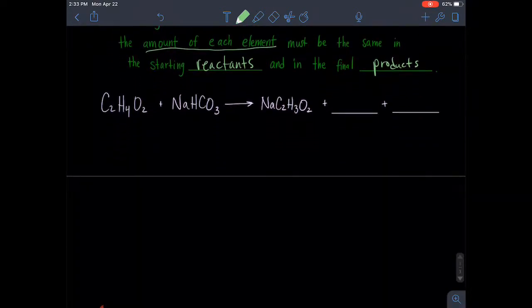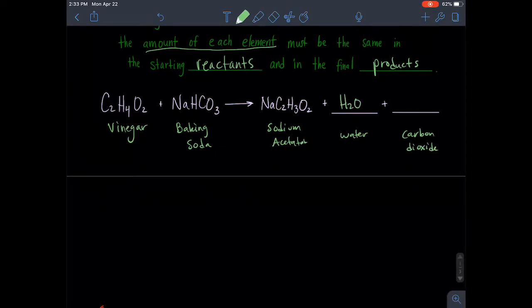So in order to really prove this, let's look at this first equation here. We have vinegar, remember, C2H4O2, and we have baking soda, and when those mix together, we end up making some new products: sodium acetate, water, and carbon dioxide. Water is going to be H2O, and carbon dioxide is going to be, you guessed it, CO2.